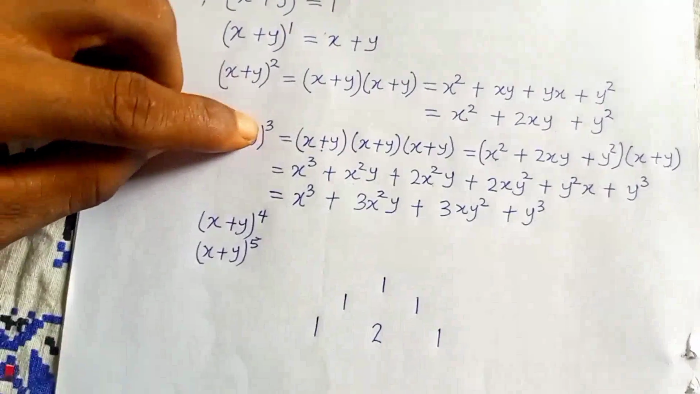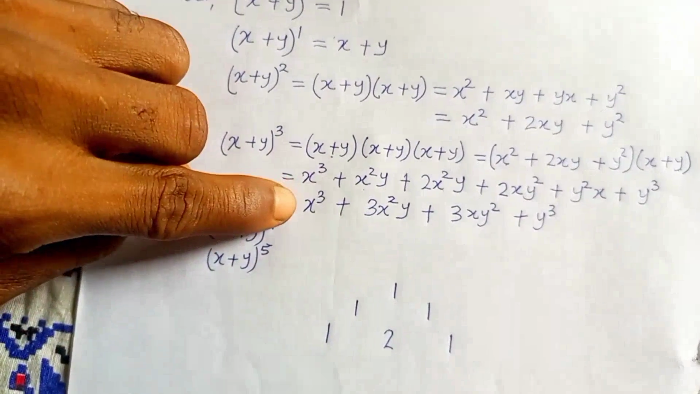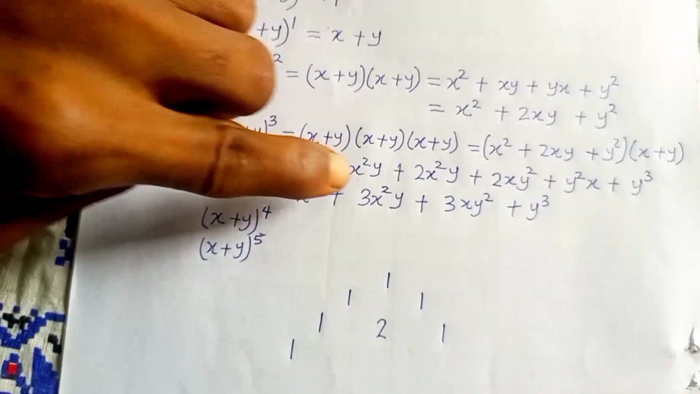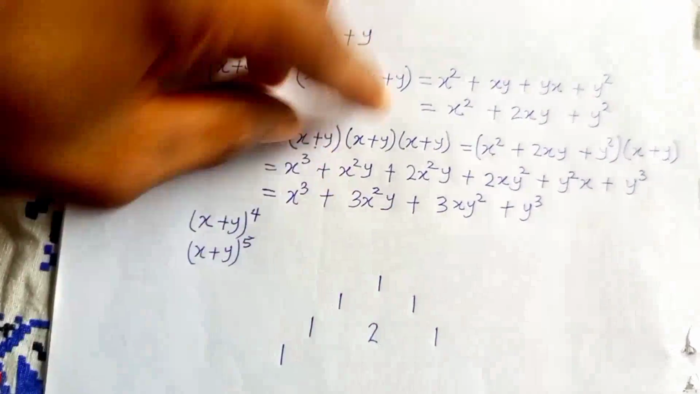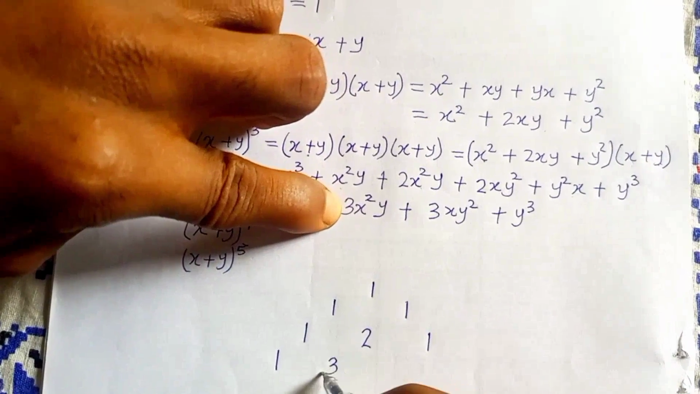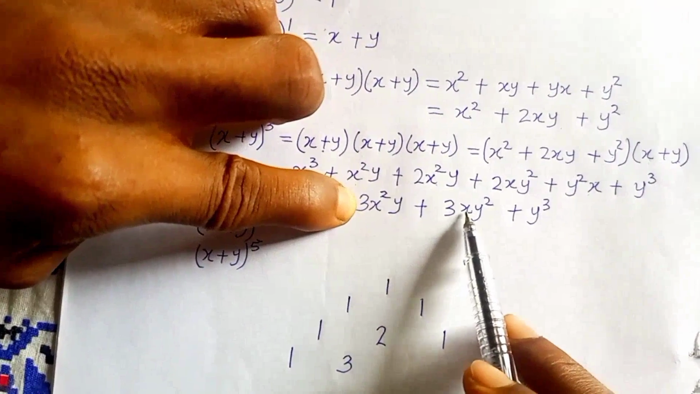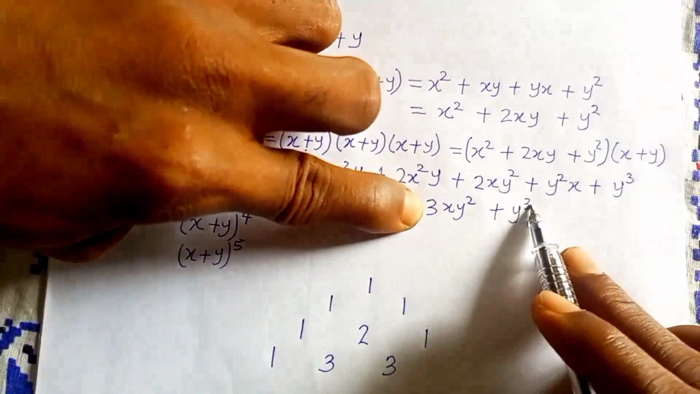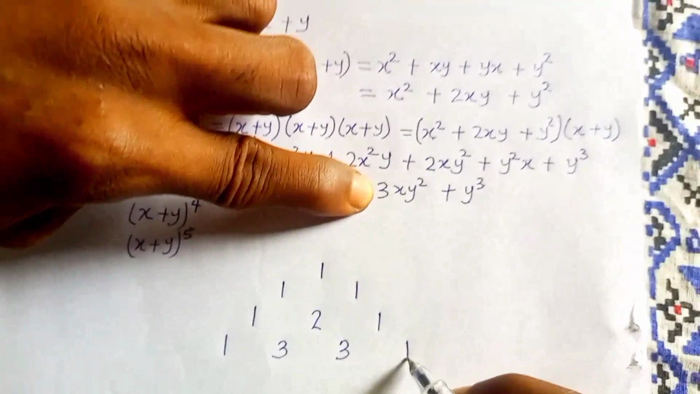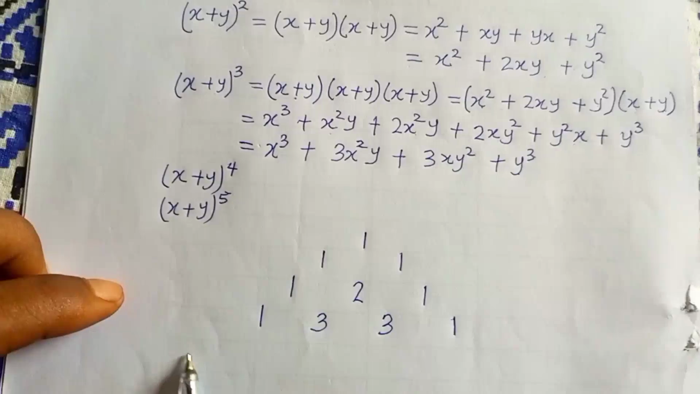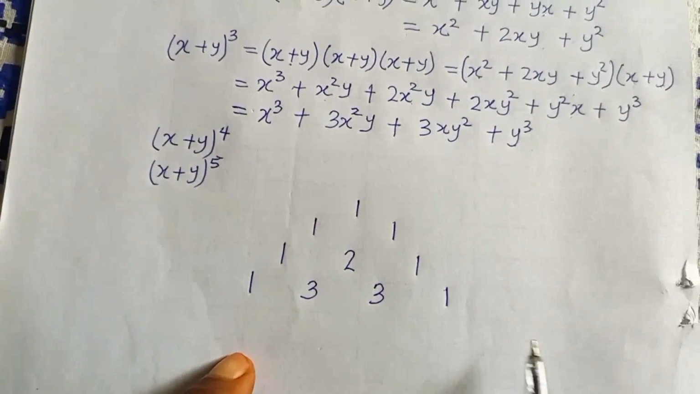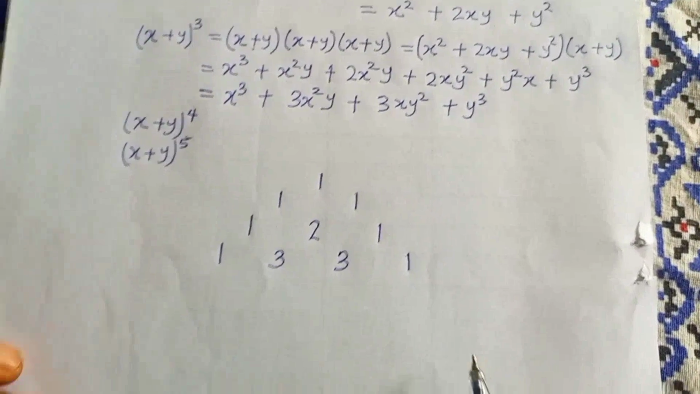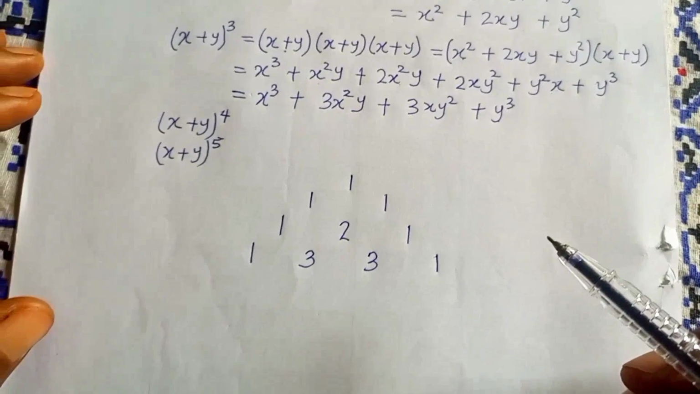Now looking at the third power, from the result, you can see the coefficient of x cubed is 1. The coefficient of x squared y is 3. The coefficient of xy squared is 3. And the coefficient of y cubed is 1. Now, there are values that are attached to each of these as we progress down the rows. But how do we obtain these values?